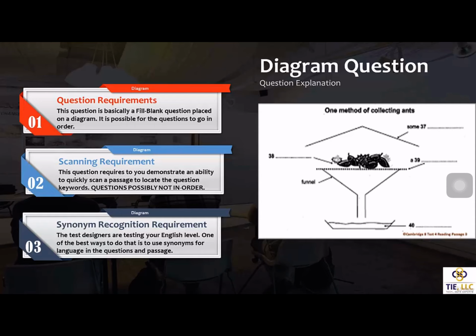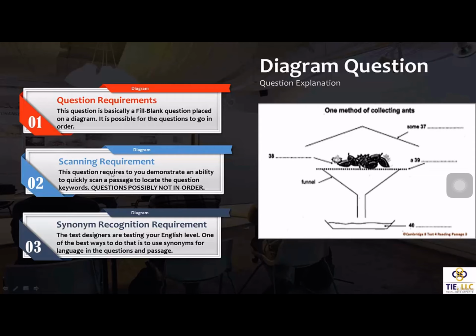Or looking at number 40 on the bottom there. And then when you're looking at number 40 on the bottom down here, being able to know that that looks like some type of pan, right? So that's how they're testing your English. Being able to look at a diagram and recognizing the English words for these different things.